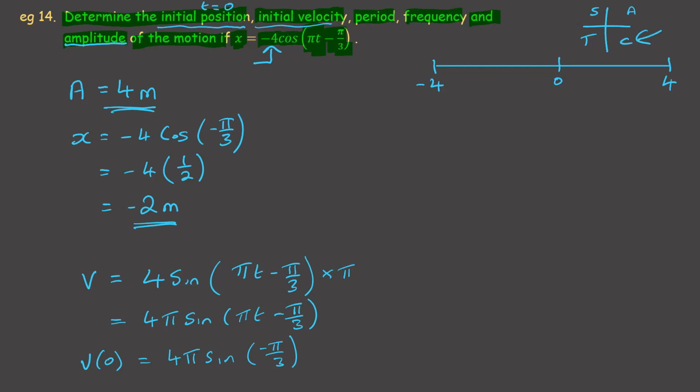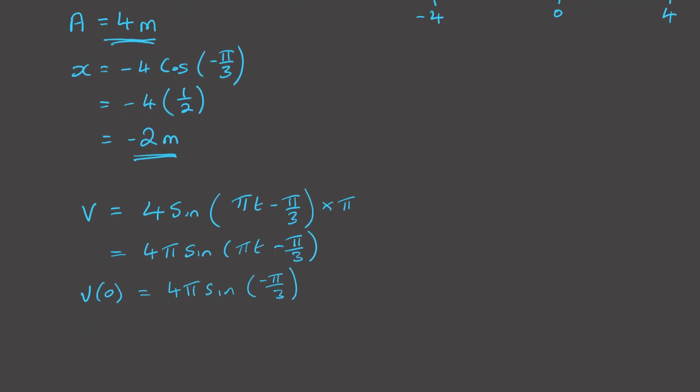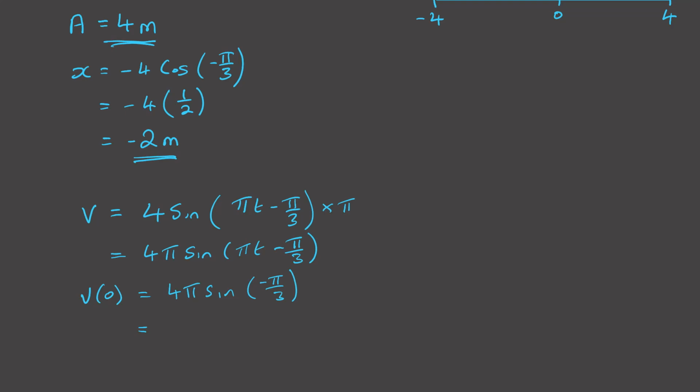Sine is negative down in this quadrant, and so that is going to be 4 pi times negative root 3 on 2, which is going to be -2 root 3 pi, and probably meters per second. I didn't put units in the question, but always read carefully to see if there are units. It could be centimeters per second or whatever in the particular question that you have.